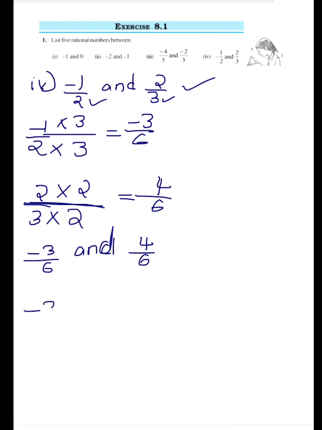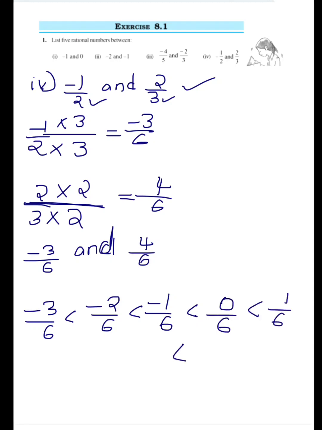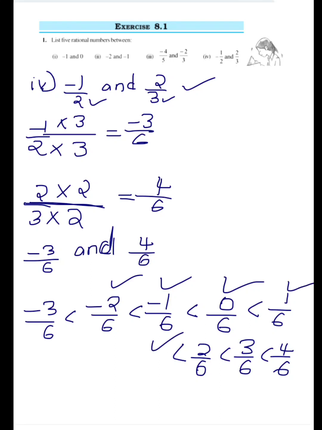So it's very easy. That is minus 3 by 6. What will be the next? Minus 2 by 6, and the next one will be minus 1 by 6, and the next one will be 0 by 6. Next 1 by 6, 2 by 6, 3 by 6, 4 by 6. Okay, now you can write any 5 numbers, that is 1, 2, 3, 4, 5. You can write any 5 rational numbers which are between minus 1 by 2 and 2 by 3. Okay, in this way you will get the answers.